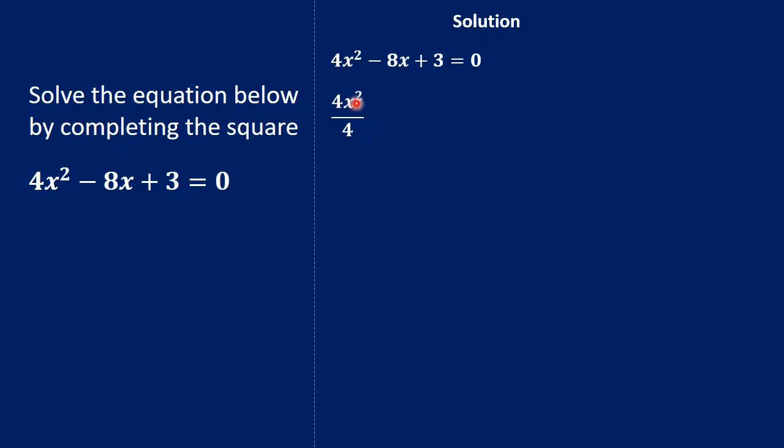So we have 4x squared over 4 minus 8x over 4 plus 3 also over 4 is equal to 0 over 4. So 4 will cancel here, and we have x squared minus 2, 4 goes into 8, 2. So 2x plus 3 over 4, and then 0 over 4 is 0.